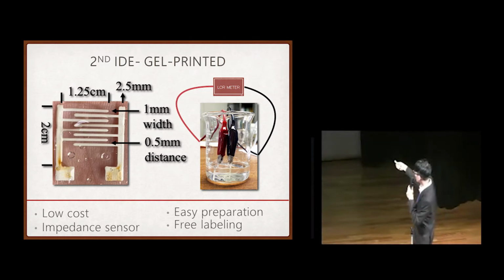And see another picture, the preparation is very easy. We just put the IDE into the solution and connect the LCR meter using AC frequency, and that's it. And our second generation IDE, different from the traditional IDE, has lower cost and easy preparation. And our IDE is an impedance sensor, and our IDE is label-free.